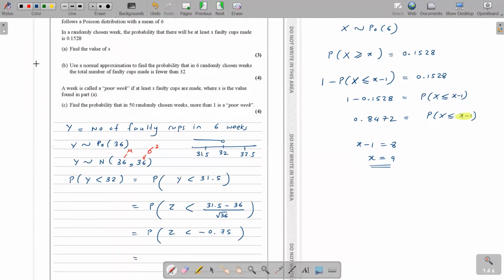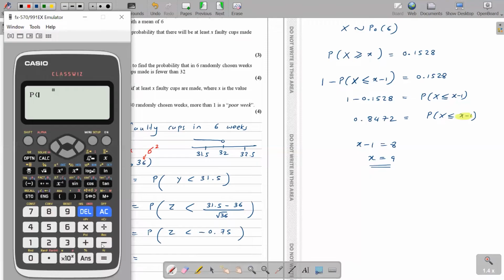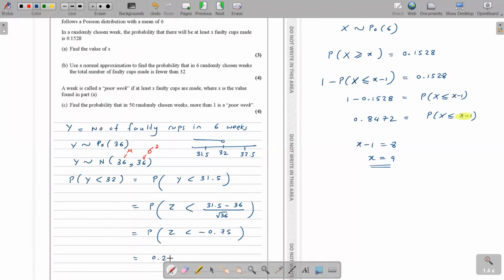So for the probability of less than, you go to the P value in the calculator and type minus 0.75. And what do I get? 0.2266. Is this clear? 0.2266.